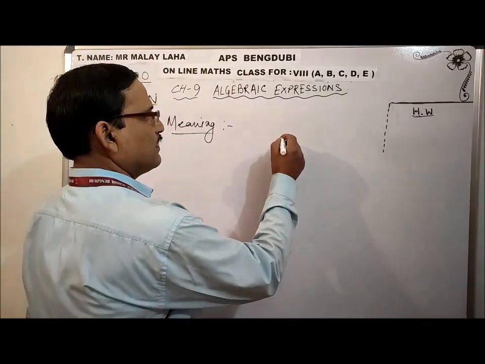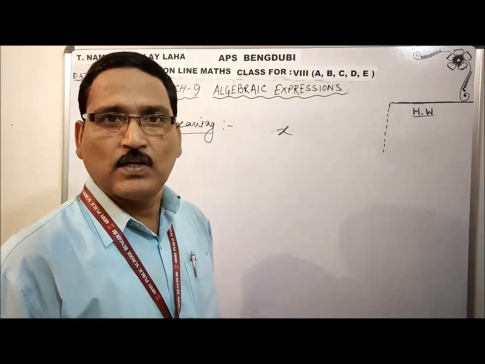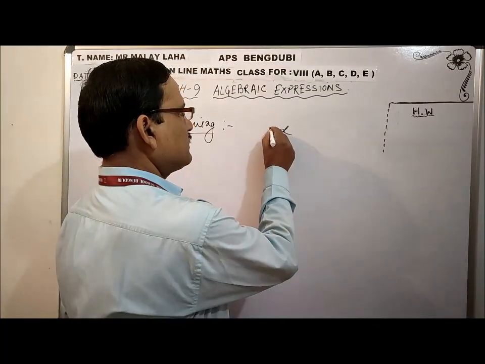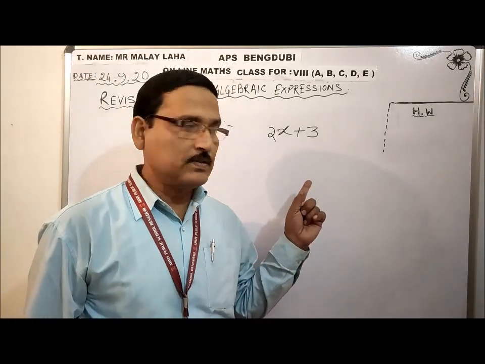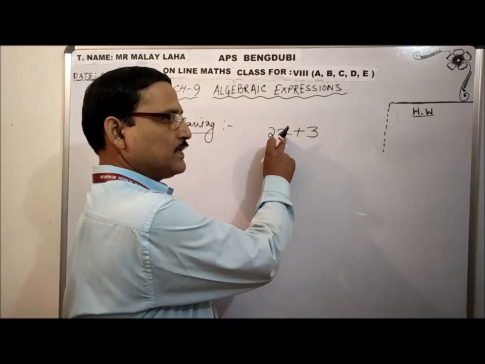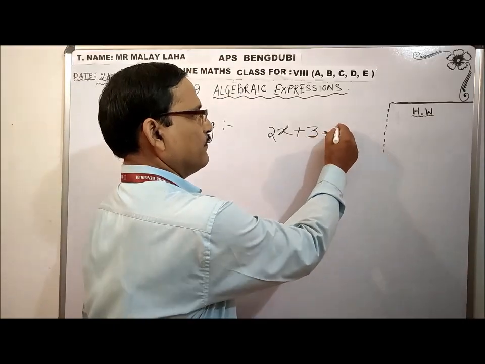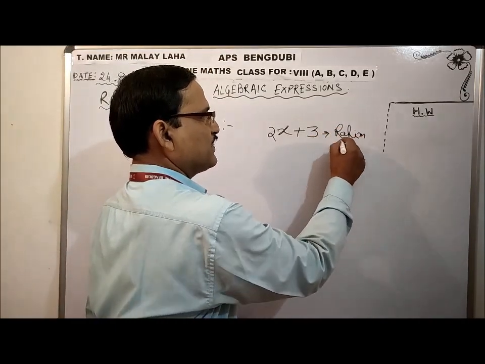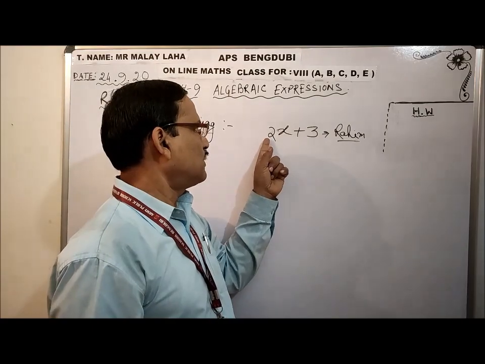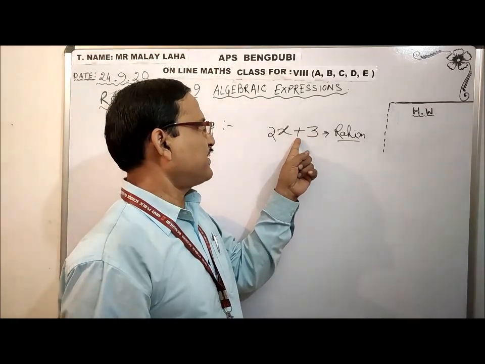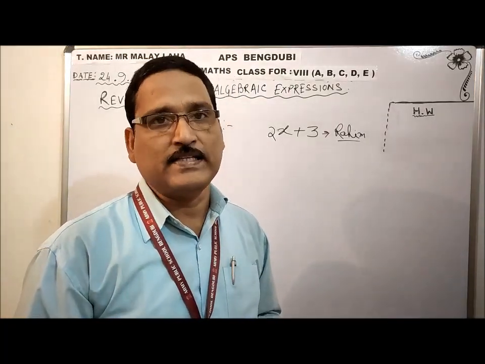So let Rafiq be x. Okay? Let Rafiq's age be x. So what will be Rahim's? 2 times and 3 more. 3 more than 2 times Rafiq. So if Rafiq is x, Rahim will be 2 times and 3 more. So this is Rahim. Whatever statement I have said, I have expressed it with the help of the literal factor x, the numerical factors 2 and 3, and the arithmetic operator plus sign. So with the help of this statement I am expressing it for you. So this is an algebraic expression.